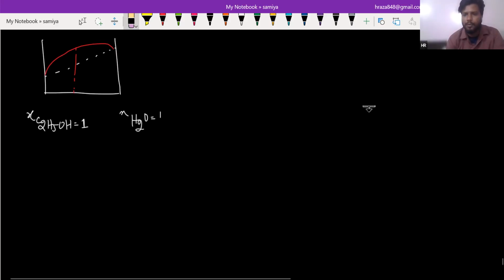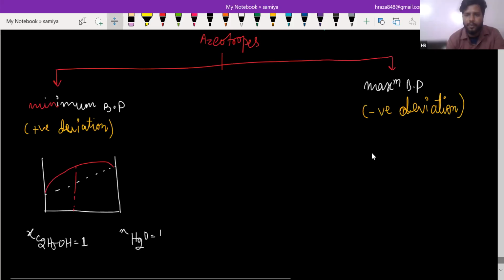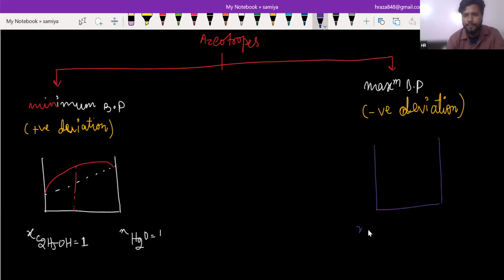This is the graph for positive deviation, and if you are going to draw for negative deviation, it will be like this. This is negative deviation shown by HNO3 with water, mole fraction of H2O. If the graph is like this for negative deviation, you can see it will be like this. Please write this.